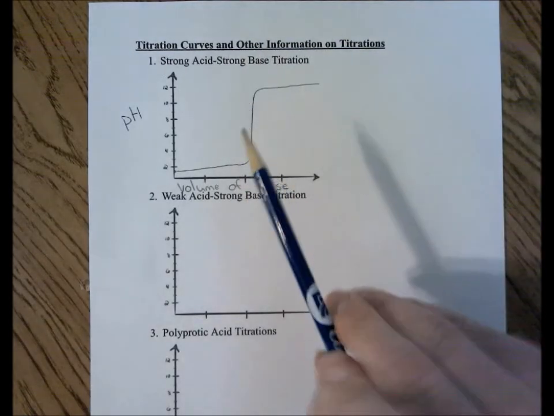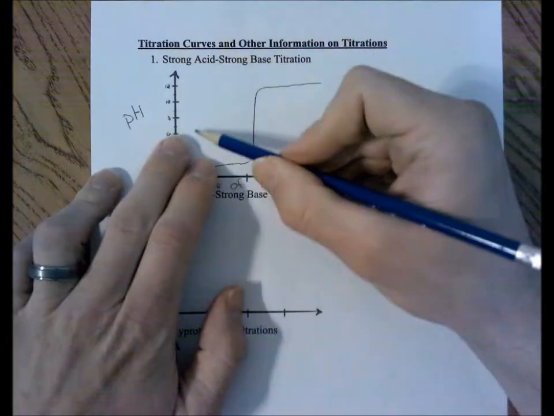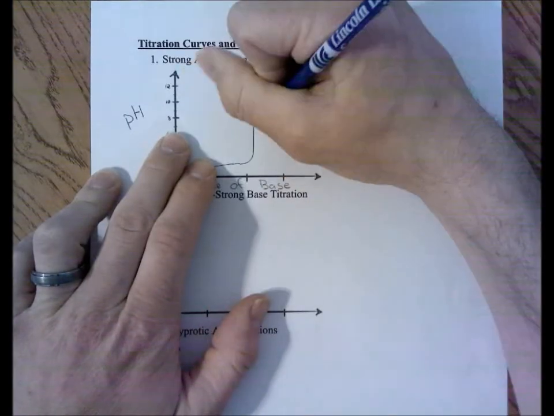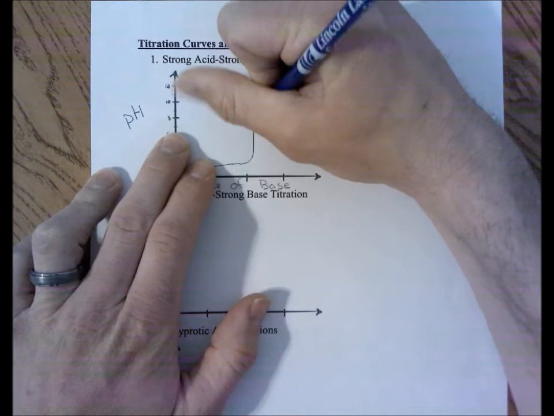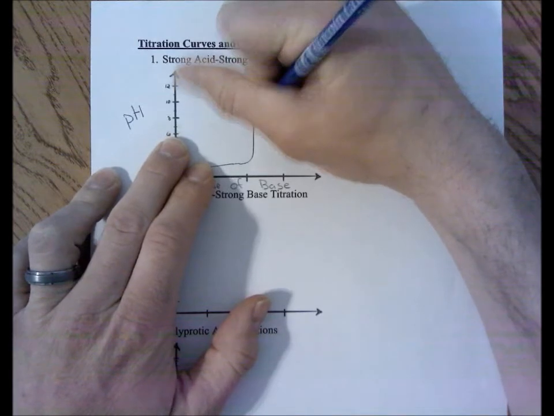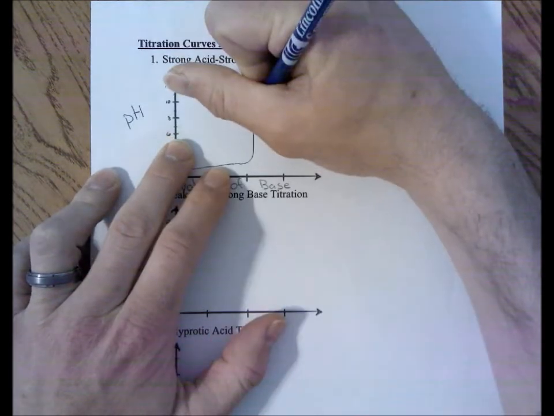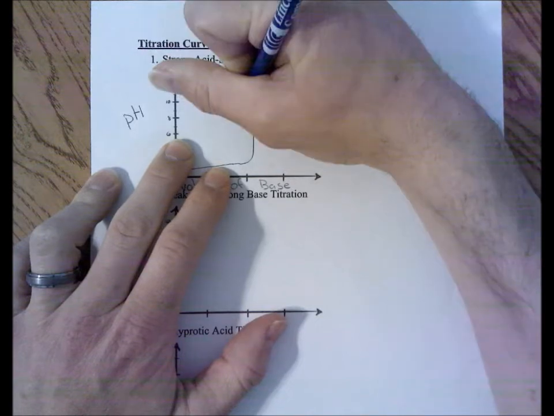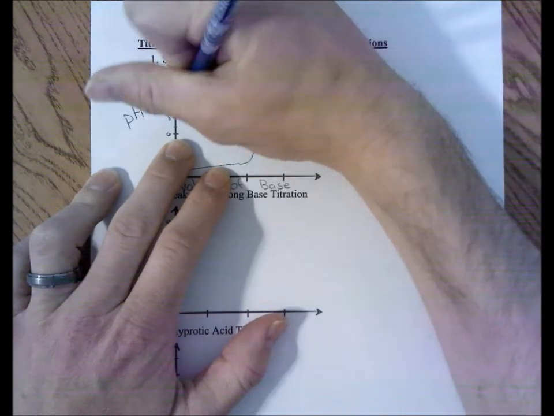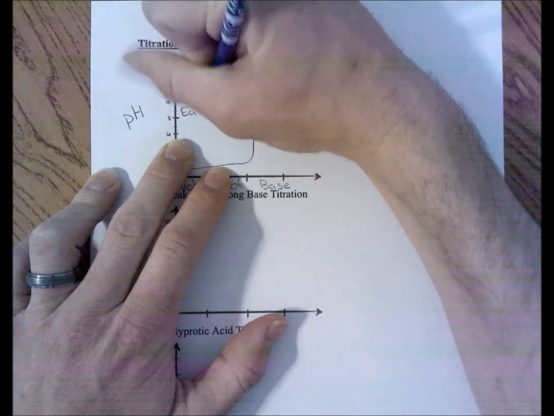And now what we get to is this. Our equivalence point right here with this dot, for a strong acid, strong base. And I'm going to put this. EQ is going to be my symbol for equivalence point.